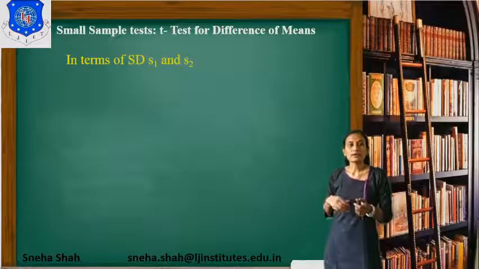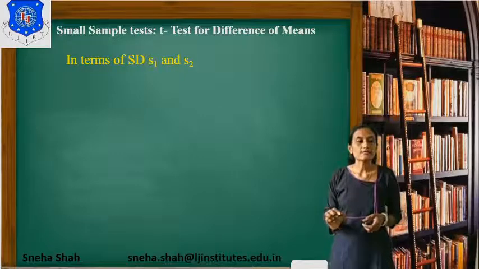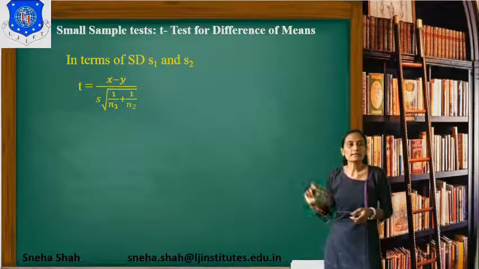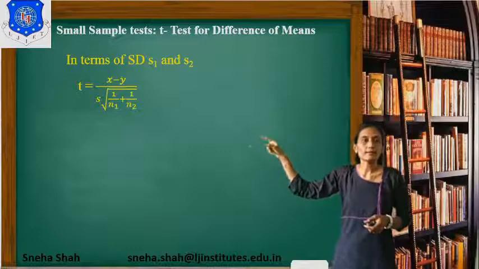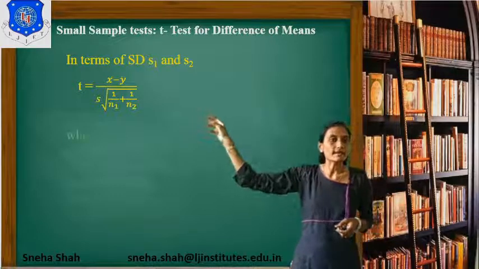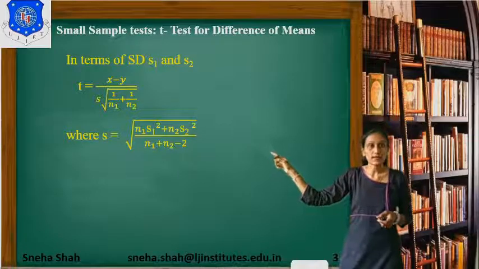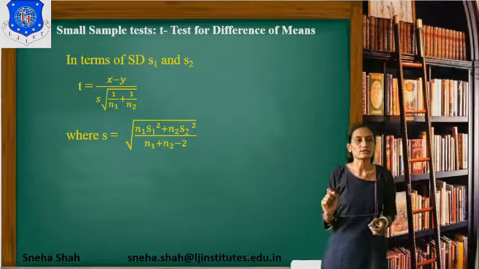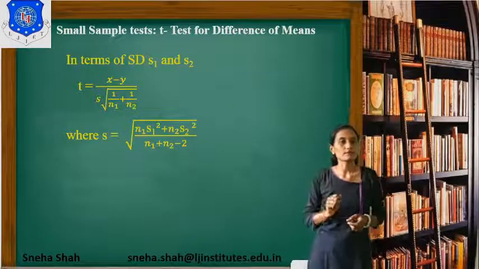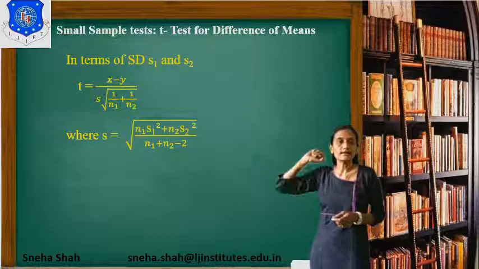Now we can also write this same equation of t in a different form if the standard deviations are represented as s1 and s2. The value of t will be x bar minus y bar upon s under root 1 upon n1 plus 1 upon n2. In this, the value of s will be n1 s1 square plus n2 s2 square divided by n1 plus n2 minus 2. We find the value of s from this equation and put it in the above equation, so we can find the value of t for the two different standard deviations s1 and s2.